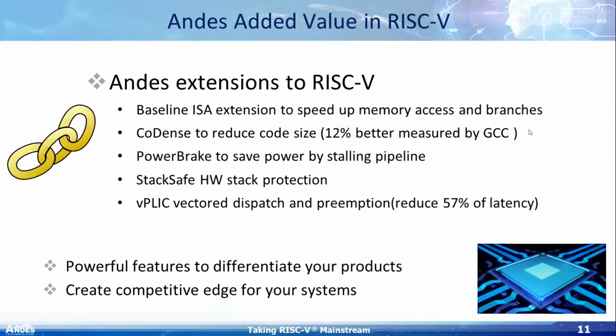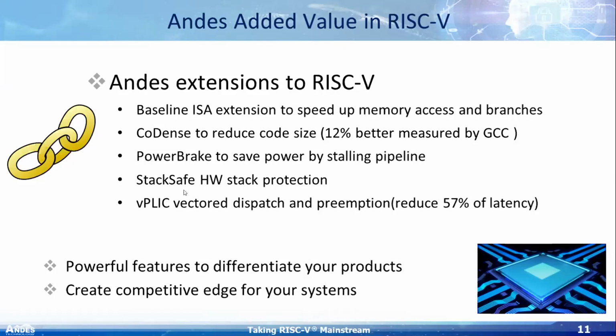And especially in IoT devices, if you have a lot of memory, it costs a lot of money. So if you can reduce it by 12% and you produce a few millions of these SoCs or IoTs, that can save quite some money. But then there are also other things like PowerBrake, which can help you to save power by stalling the pipeline, for example, and waking up on events or interrupts.